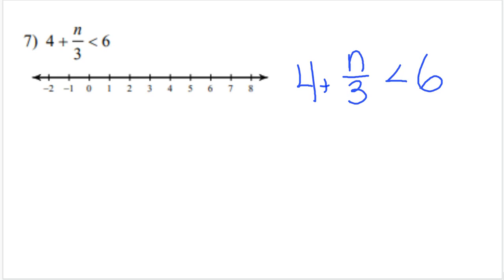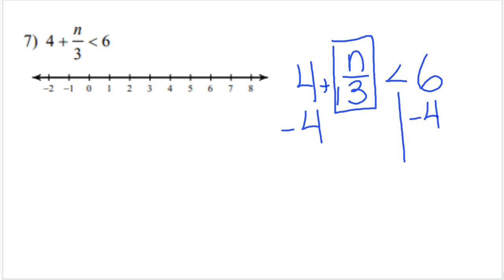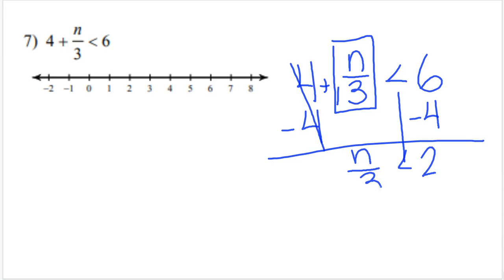Remember, we want to leave this for last. So I'm going to start with my 4. I'm going to go ahead and subtract 4 from both sides. This gives me 0, and 6 minus 4 gives me 2. I'm going to go ahead and bring down my n over 3. So remember, when we have n over 3, that means we're dividing. So the inverse would be to multiply.